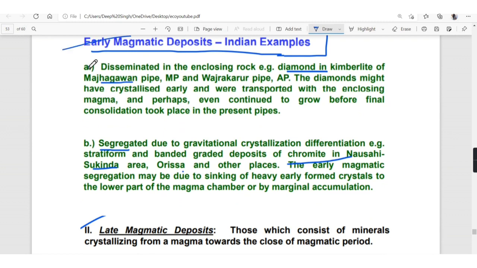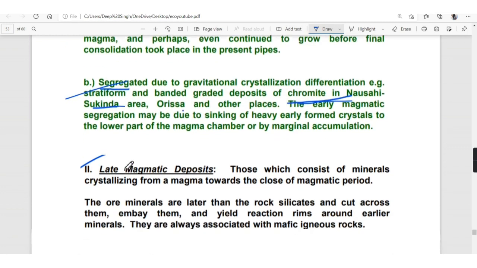And these are the Indian examples of early magmatic deposits. Disseminated ones are diamond in kimberlite, Majhgawan pipe. Segregated ones are chromite in the Nausahi, Sukinda area.